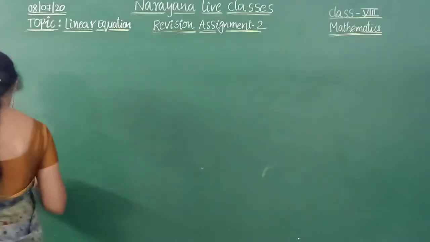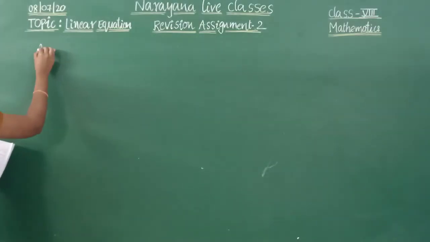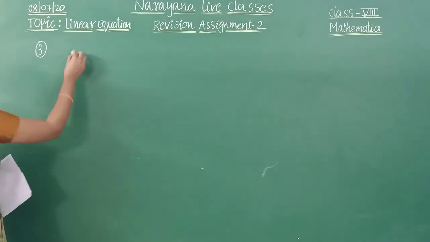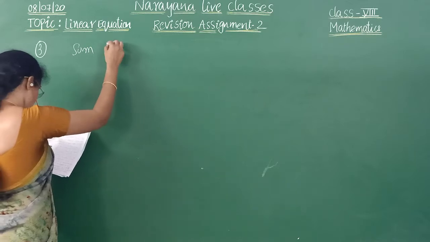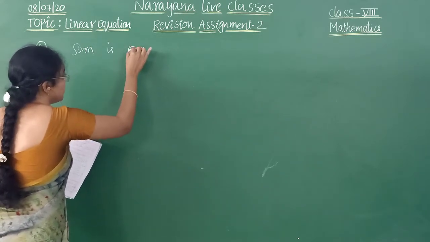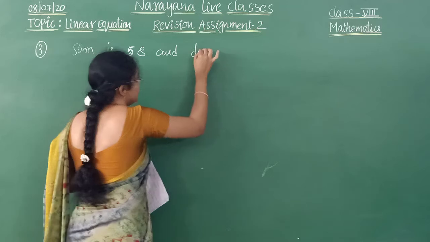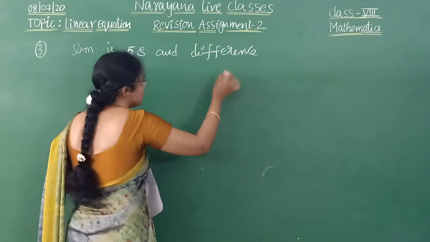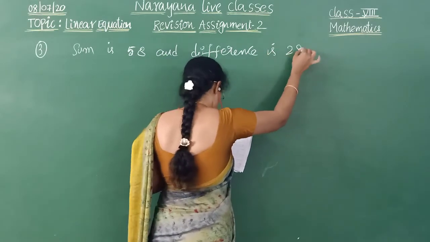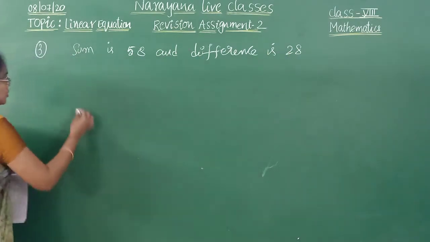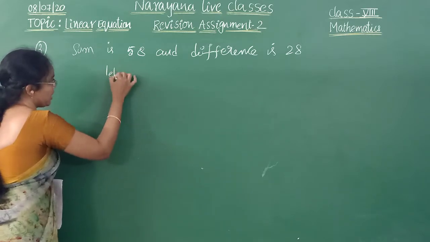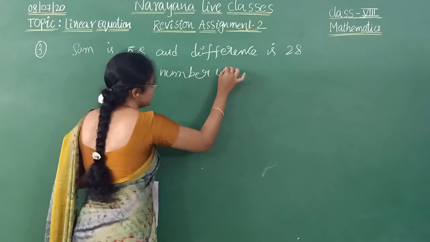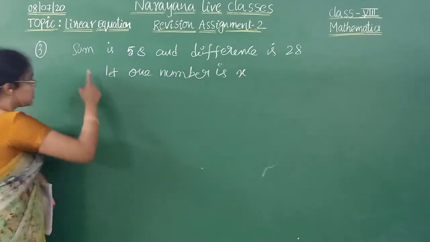And the next question is the third one. What are those two numbers whose sum is 58 and difference is 28? Sum is 58 and difference is 28. So the sum is 58. Let one number be x. So the sum is 58.